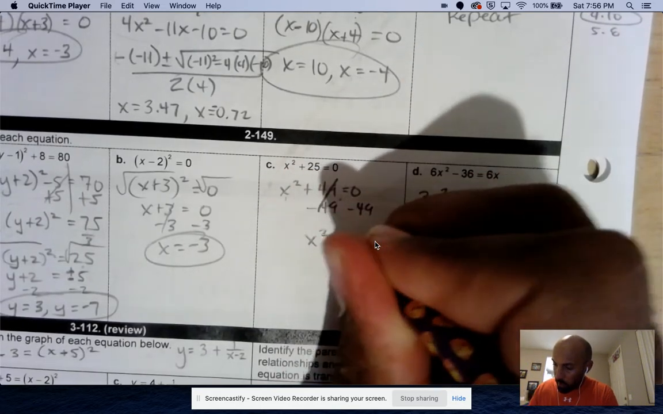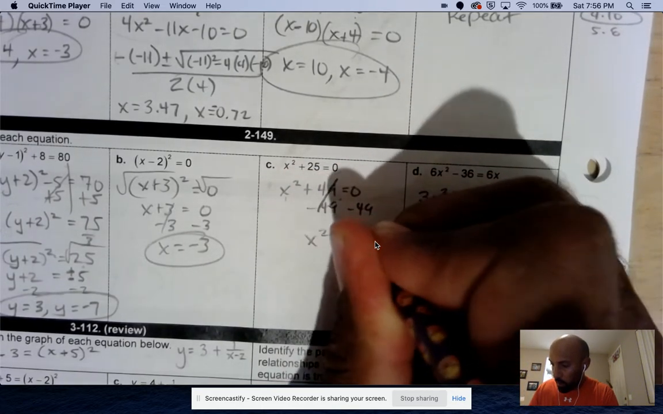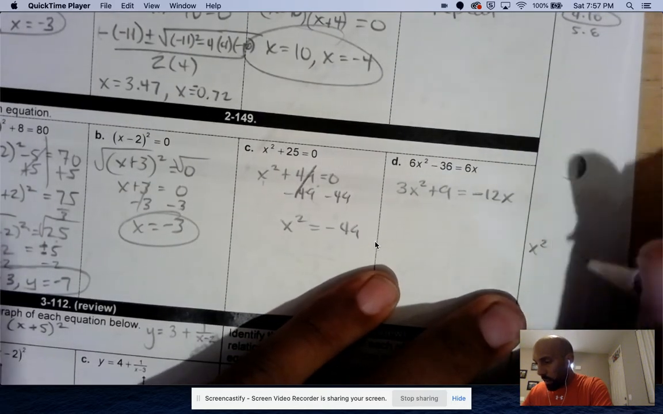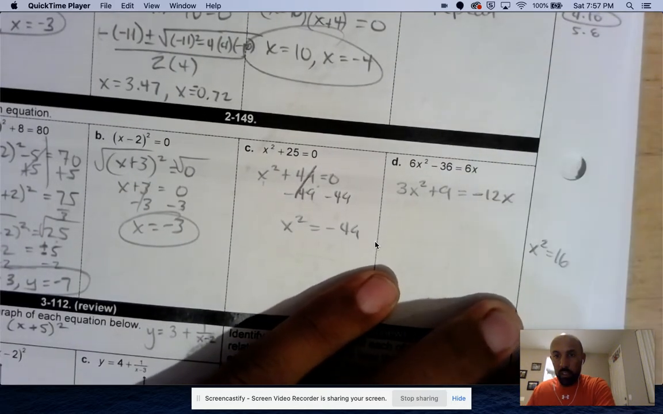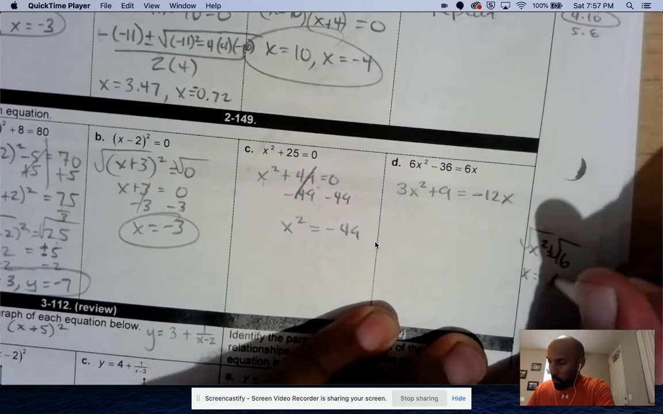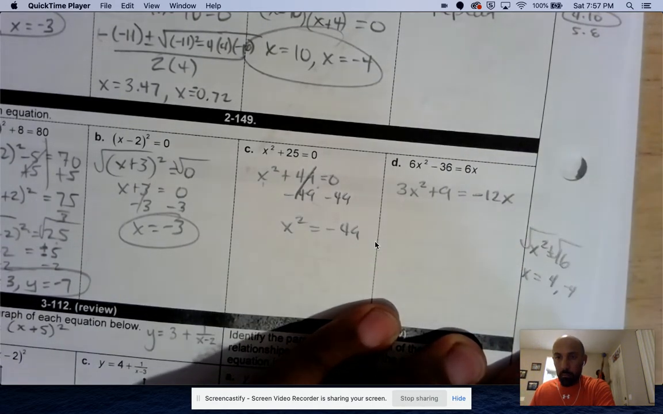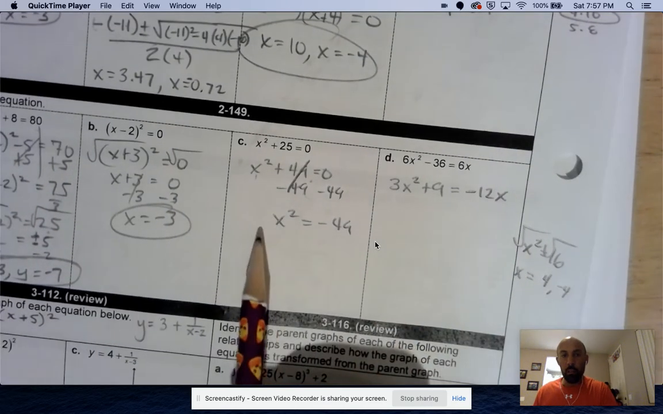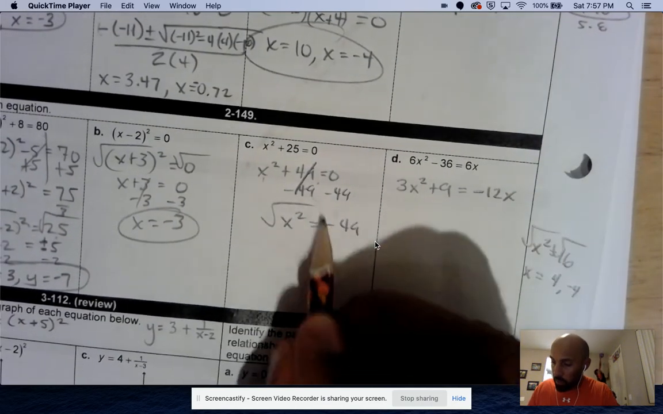We get x squared equals negative 49. Now, let's just write something over here to the side. Let's just say I had x squared equals 16, right, as my problem. What I do is I square root both sides. And I end up with 4 and negative 4. Because remember, plus and minus, right? So we have a negative. So here, what we're going to do is we're going to square root both sides.